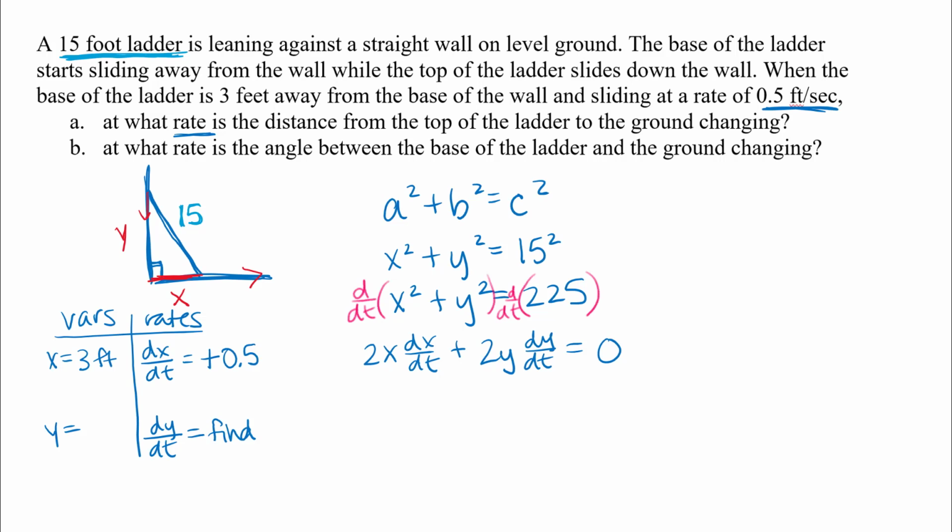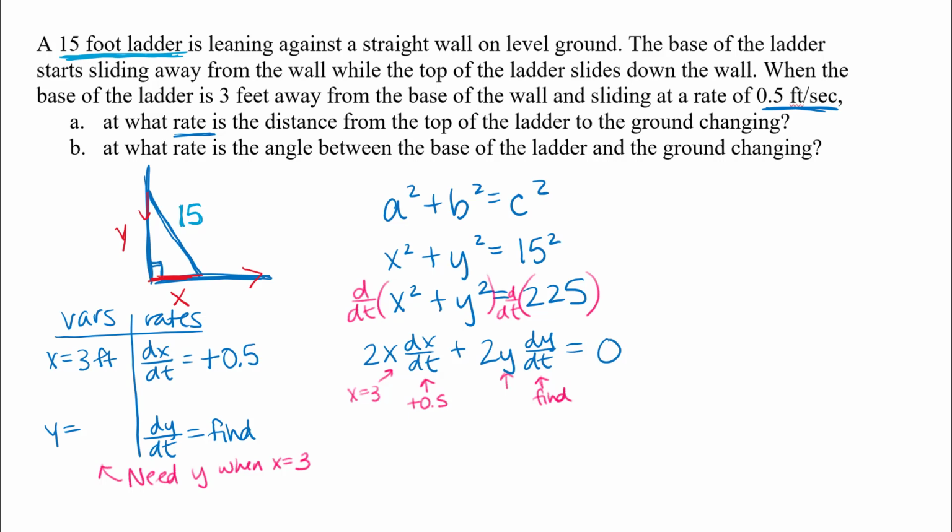All right, so I'm just going to do some labels here. The dy/dt is what I'm supposed to find. For dx/dt, I'm going to plug in positive 0.5. I'm given a value to plug in for x. I need a value to plug in for y, so I'm going to have to do a little bit of extra work here. So I'm going to go back over here to my chart. I need to find y when x equals 3.